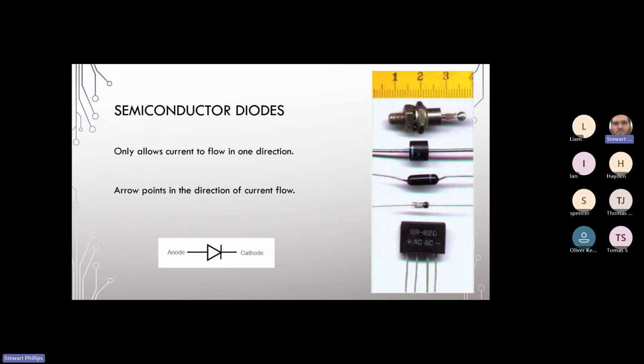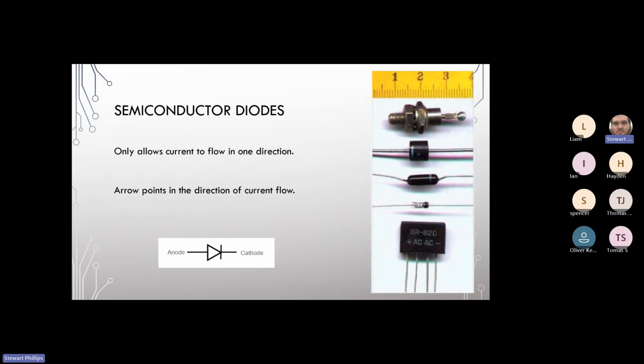Cool. Semiconductor diodes. These are devices that only allow current to flow in one direction. The arrow points in the direction of current flow. They are used to control which way voltage can flow and which way it can't. It's a 2-terminal component that has a low resistance in one direction and very high resistance in the other direction.